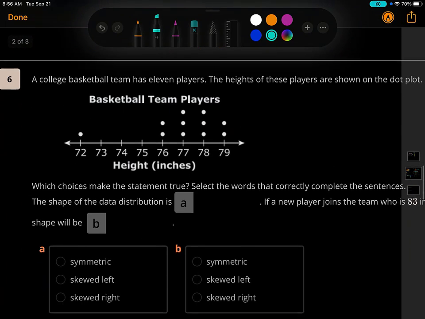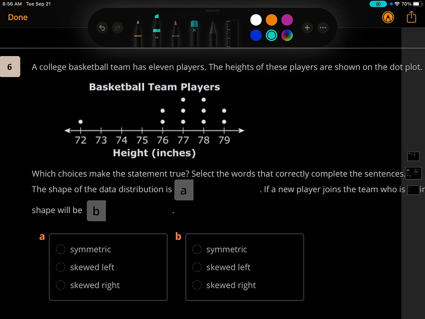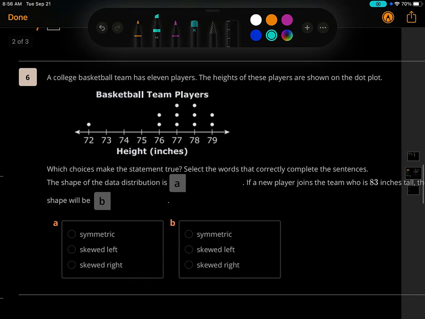All right. A college basketball team has 11 players. The heights of these players are shown on the dot plot. Which choices make the statement true? Select the words that correctly complete the sentences. The shape of the distribution is... so if you just take your pencil and kind of shade it rightly above, I would say that there is no data to the left. So this one is skewed left.